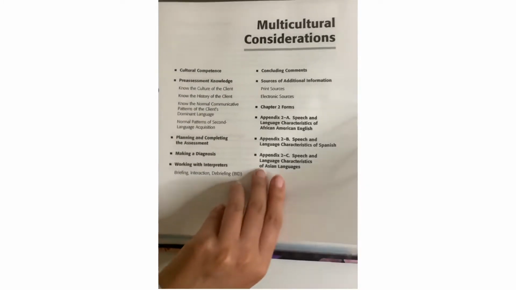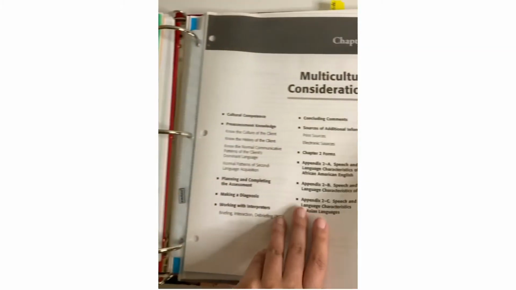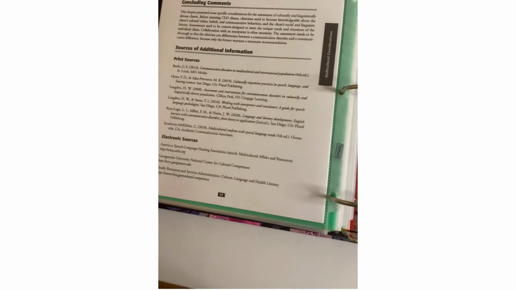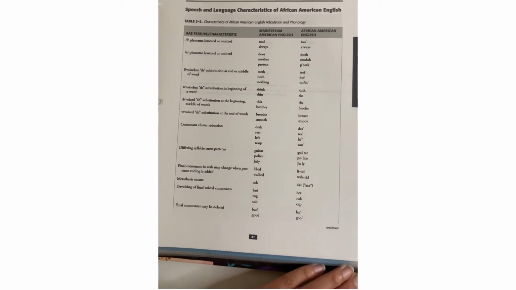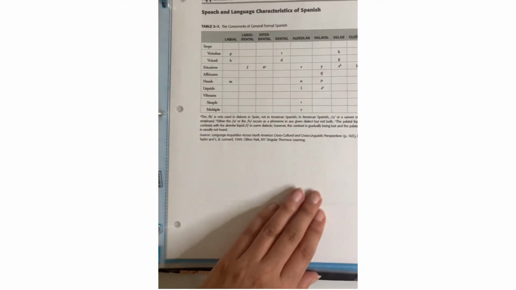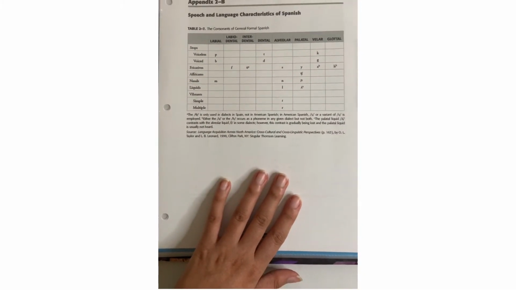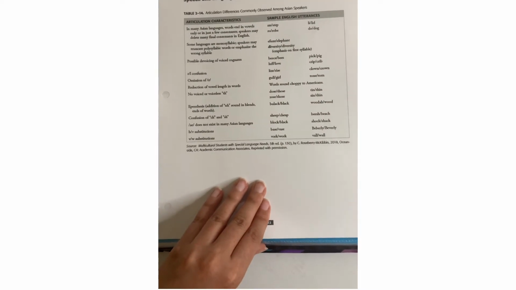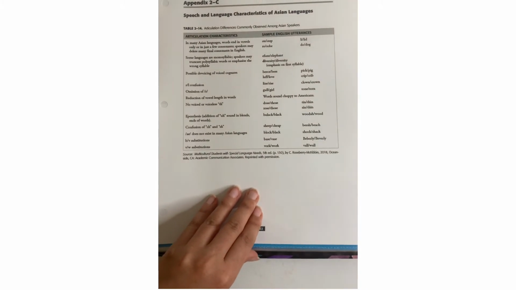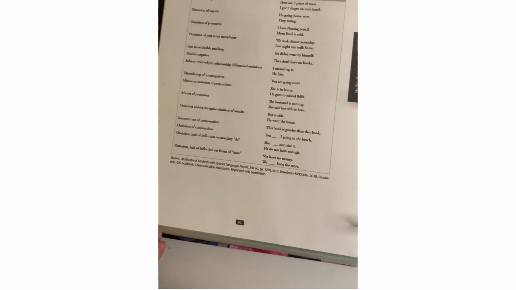So here is first the chapters. Inside of here, it's pretty thick. Here's the ending page, and then here's the appendixes. This is where it starts. Appendix 2A, Speech and Language Characteristics of African American English. Sorry, my hand was shaking. Not sure why. And here's Appendix 2B, Speech and Language Characteristics of Spanish. It has some tables. And here's Appendix 2C, Speech and Language Characteristics of Asian Languages. It has some tables as well to show examples.